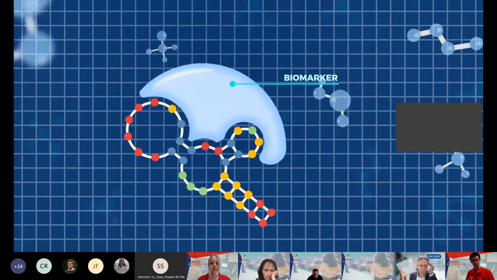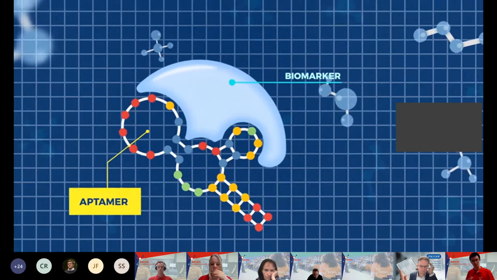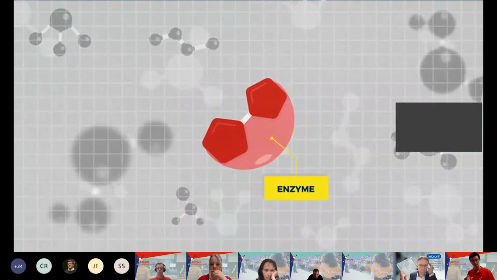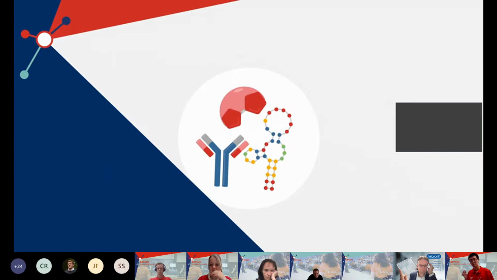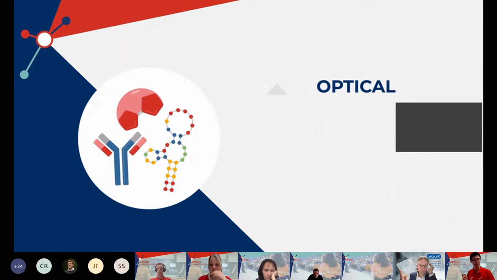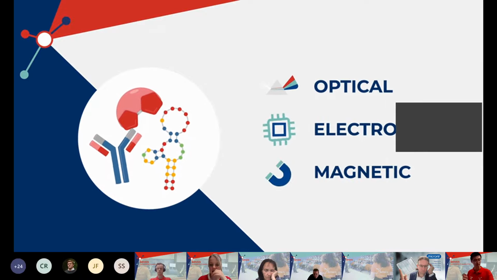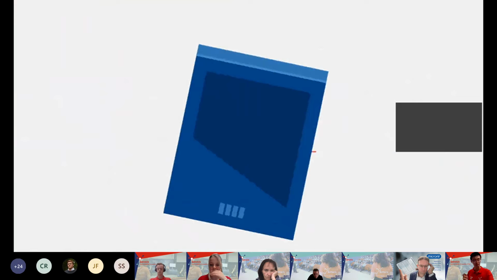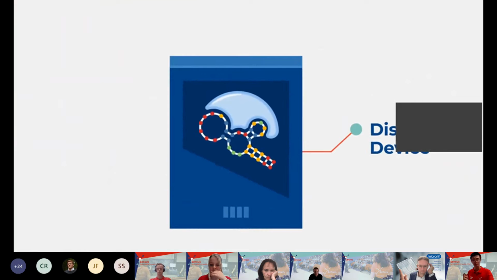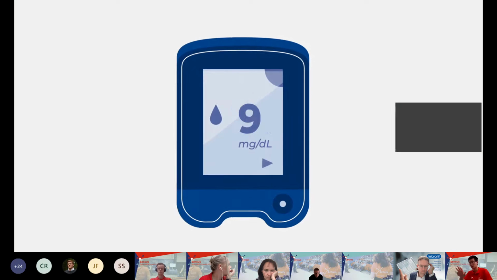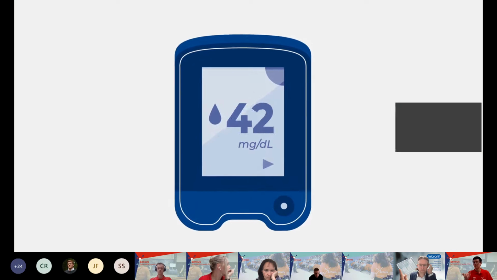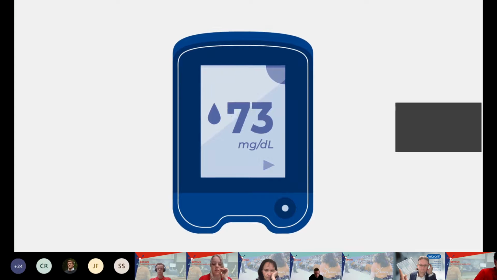The recognition molecules are, for example, aptamers, enzymes, or antibodies. The molecular recognition leads to a signal, for example, an optical, electronic, or magnetic signal. All this happens inside a disposable sensor device where the molecules come together. Finally, the reader instrument measures the signal and translates it into information that is meaningful for the user.